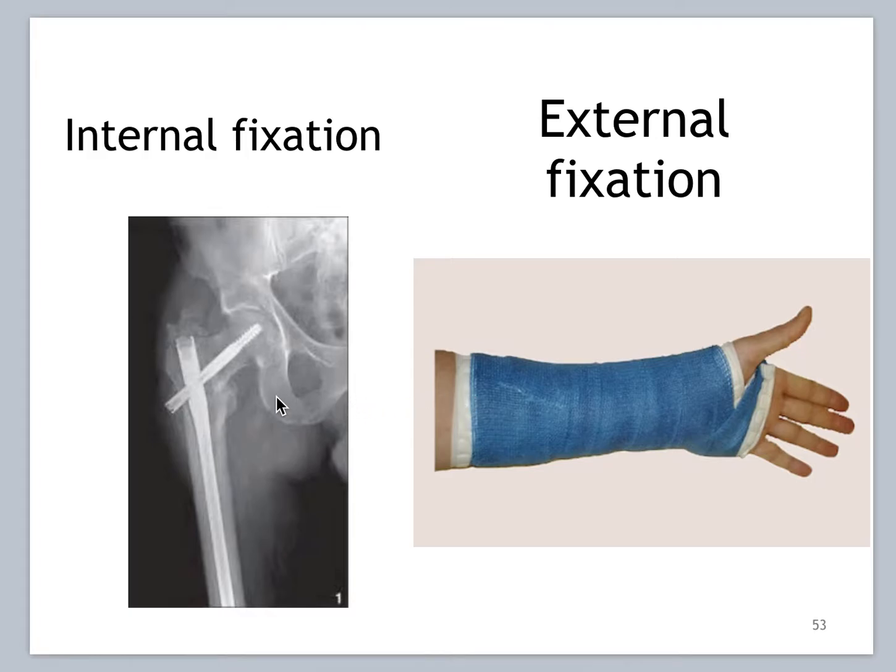Here's an example of internal fixation using screws and pins to a hip fracture. Here's an example of external fixation just through a cast for a broken wrist.